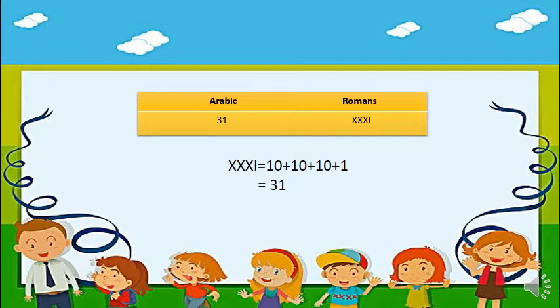Arabic number is 31 and Roman number is XXXI. So X represents 10 and I represents 1. So add these numbers and the given result is 31.